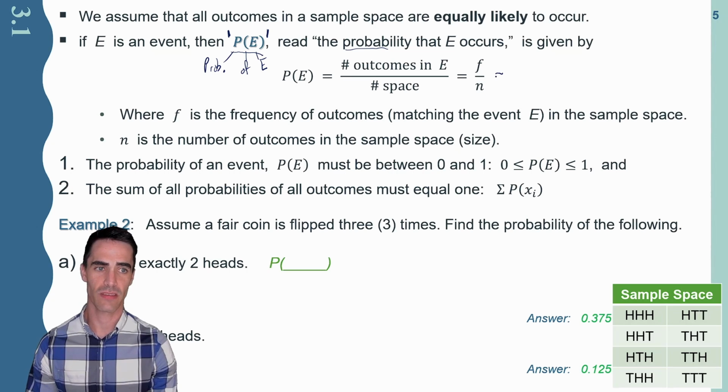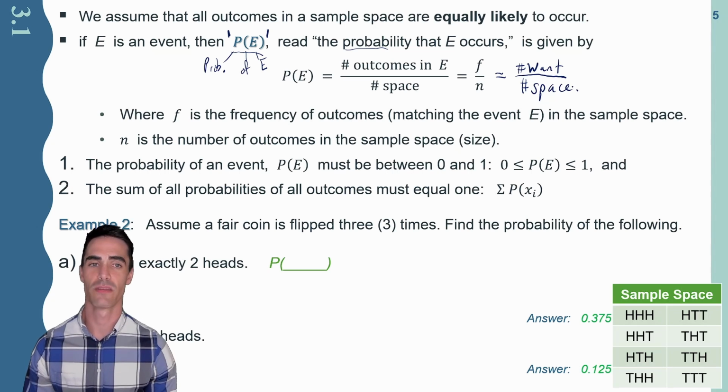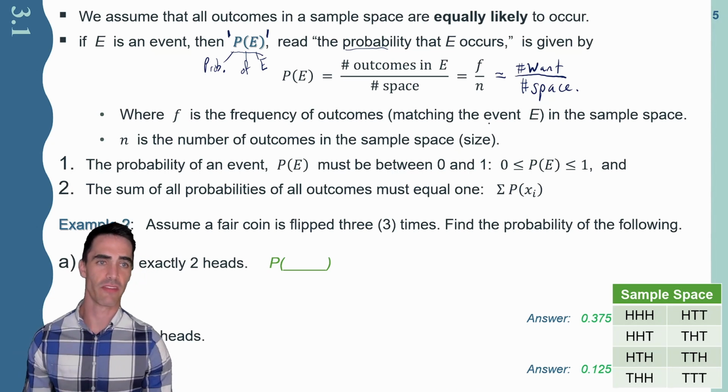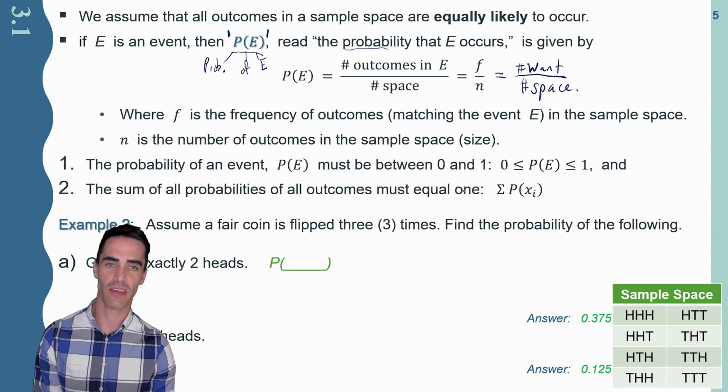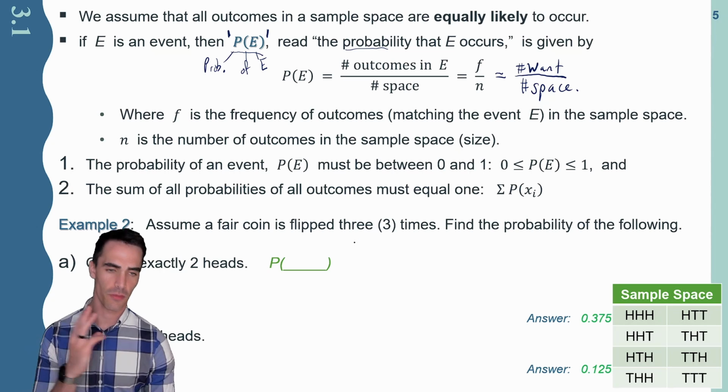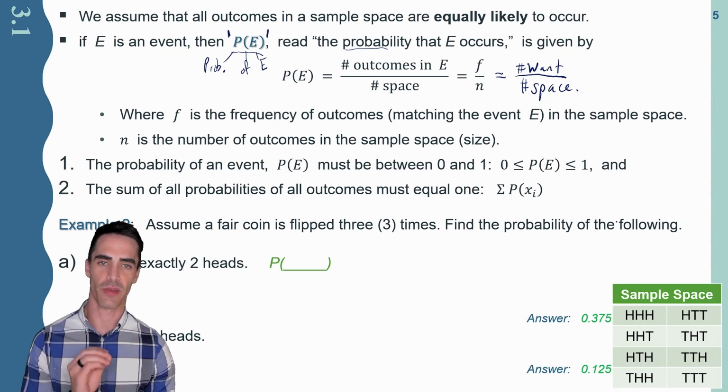Or another way to write this is just the number that I want up top divided by how big my space is, the number of my space down below. And so with that in mind, with this idea of everything being equally likely to occur, let's dive in and evaluate some probability. Assume that a fair coin is flipped 3 times. Find the probability of the following events.